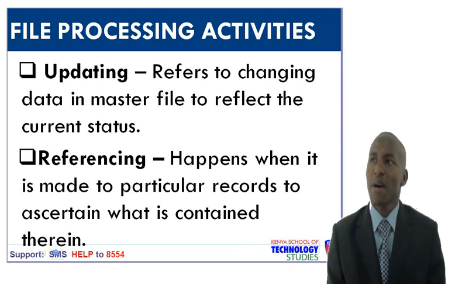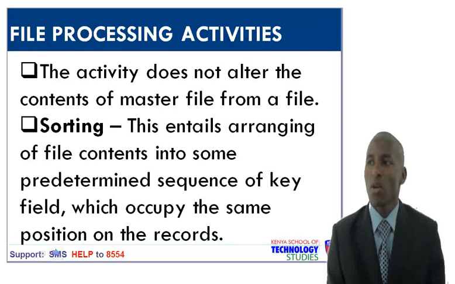Let us now look at file processing activities. The first one is updating. It refers to changing data in the master file to reflect the current status. The other one is referencing. This happens when reference is made to particular records to ascertain what is contained therein. The activity does not alter the contents of the master file.